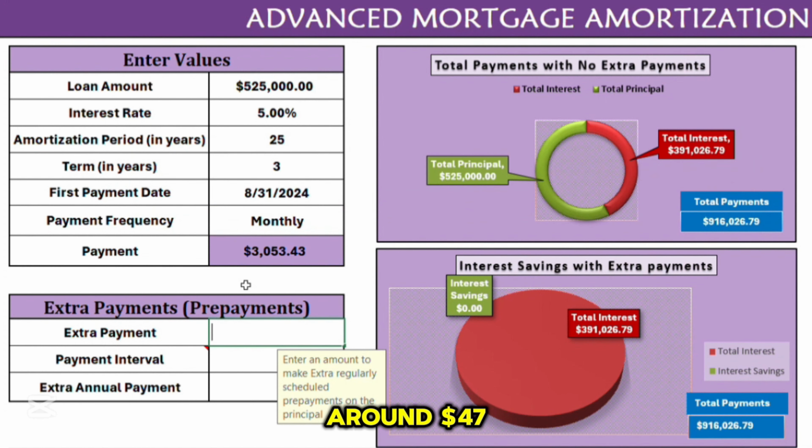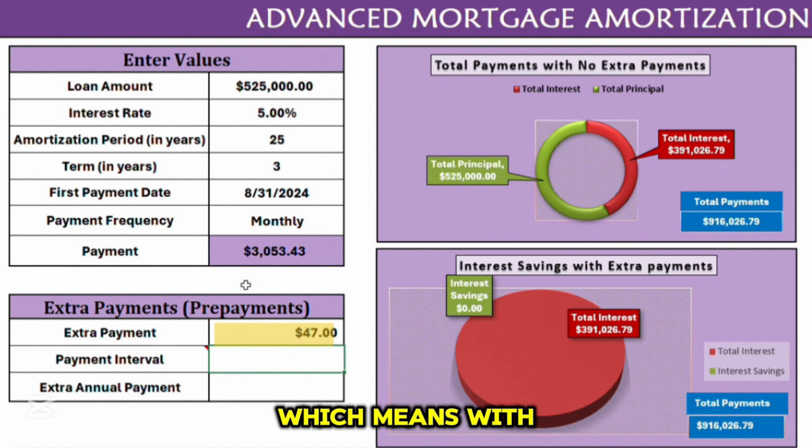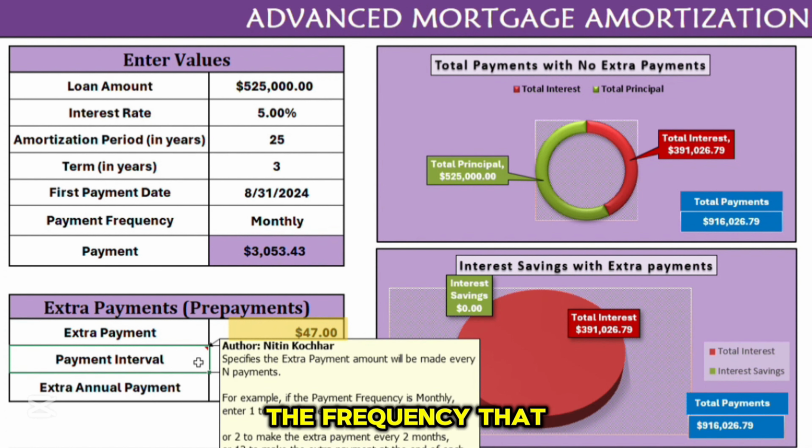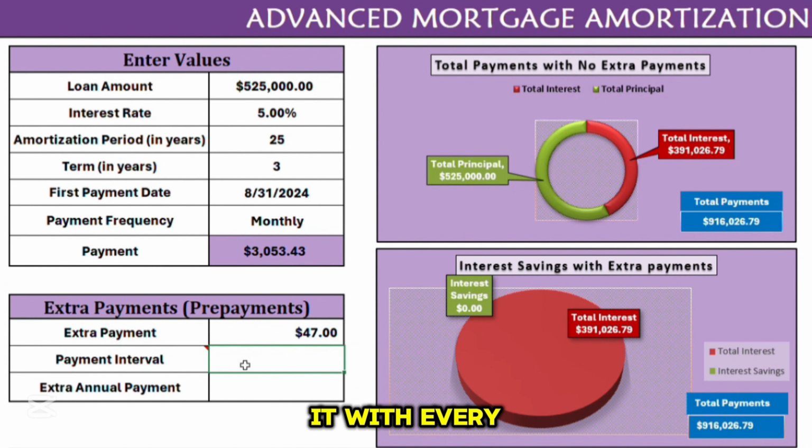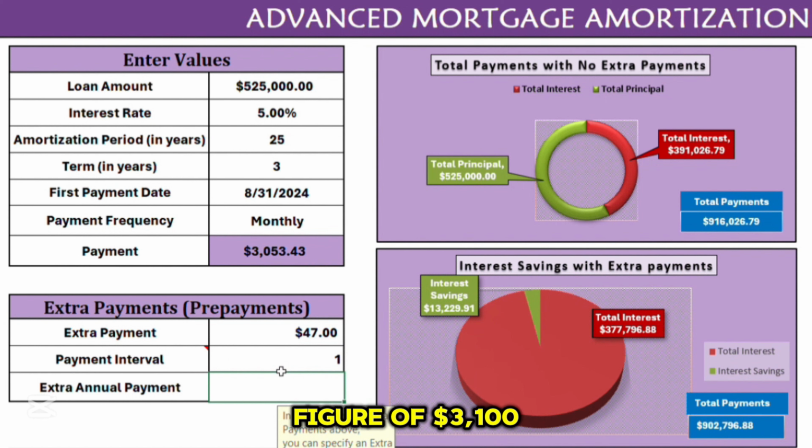So the difference is around $47, which means with every monthly payment, $47 on and above of your mortgage payment will be added to your principal balance. So here I have already inputted $47. Payment interval means the frequency that we want to set for this extra payment. So since we want to pay it with every monthly payment, I'm just inputting 1 over here, which means now instead of $3,053, each month we are going to pay a round figure of $3,100.